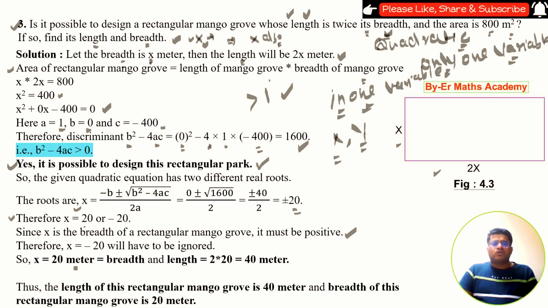This is your breadth, and length is equal to 2x. 2 multiplied by 20 is equal to 40 meter. Thus the length of this rectangular mango grove is 40 meter and breadth of this rectangular mango grove is 20 meter.